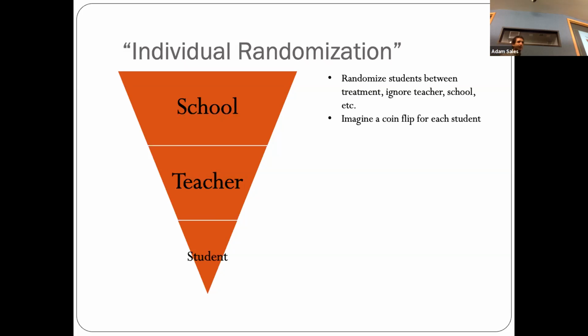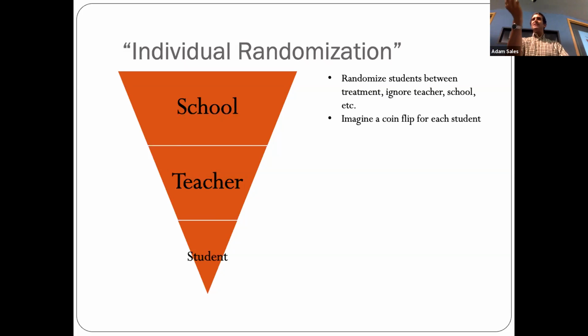Or, let's say I look at the whole pool of students and I randomly choose half of them for treatment and half of them for control. That's individual randomization. And I'm not thinking about teacher or school or anything. So in that case, you don't actually have to account for teacher and school. You can ignore those.